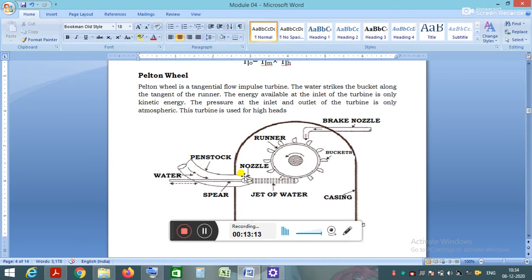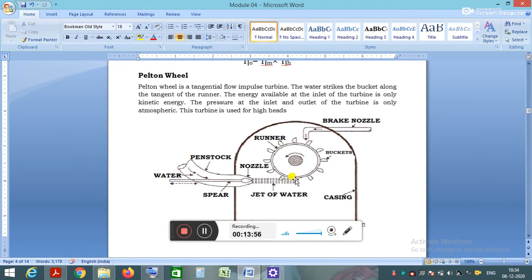At the end of the penstock, a nozzle is fixed. The function of the nozzle is to convert the pressure energy of the water into the kinetic energy. It increases the velocity of the water so that high velocity water strikes the turbine blades. A spearhead is provided in the penstock or the inlet of the nozzle. By moving this spearhead forward and backward, we can vary the amount of water which strikes the turbine blades.